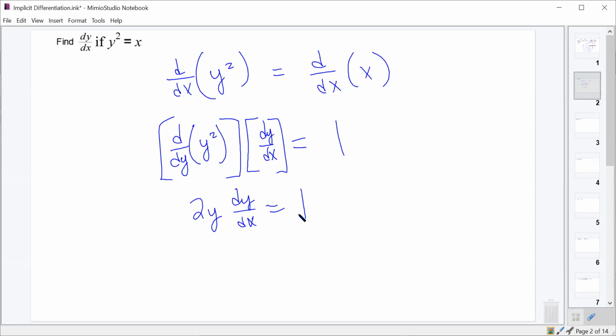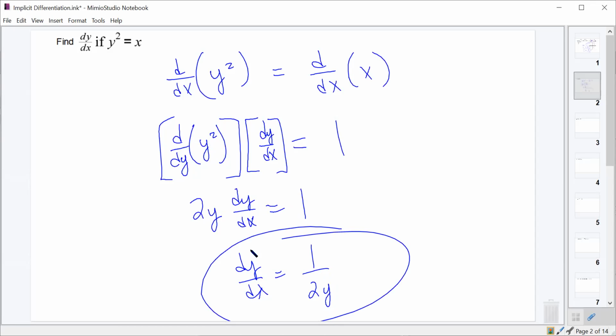So we have 2y dy/dx equals 1, giving us dy/dx equals 1 over 2y, which we should note is very different than any other derivative we've taken so far this year. All the other derivatives we've taken so far, when we took a derivative with respect to x, we ended up with something that was all in terms of x. But in this case, we've just ended up with something in terms of y. And that's okay. The good news is that will help us account for both the upper and the lower pieces of this parabola.